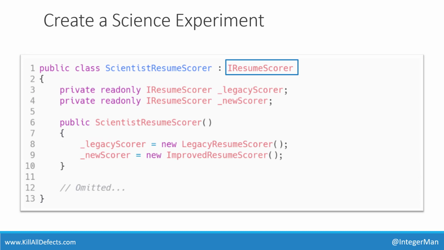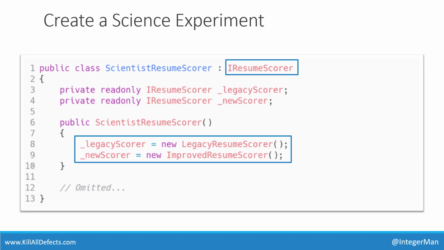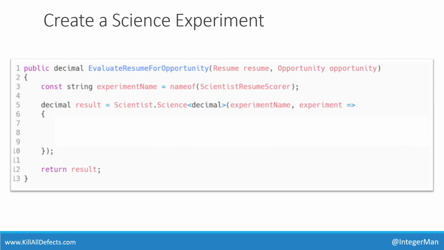So this is just a simple class that implements iResume scorer. And what it actually does is it creates a legacy implementation and a new implementation. And then it's just going to be using these two implementations for its science experiment, which we'll take a look at in a second here. So now anytime that we need this iResume score, it's going to give us a Scientist resume score because we configured it that way in startup.cs.